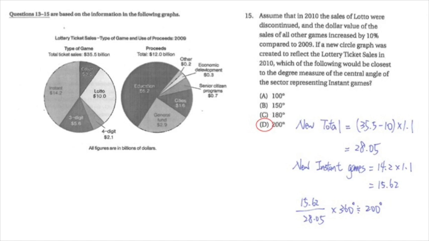For the new instant game, the original was 14.2 and also increased by 10%, so 14.2 times 1.1 equals 15.62. So the central angle will be 15.62 over 28.05 times 360 degrees, which is roughly 200 degrees.